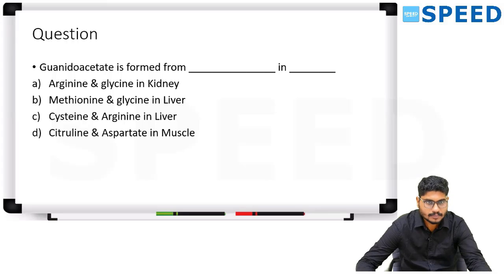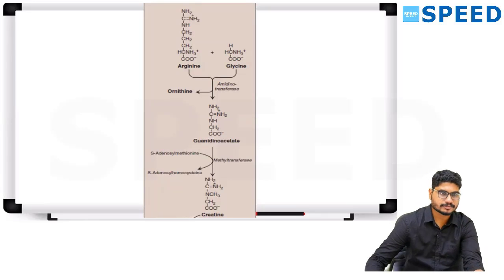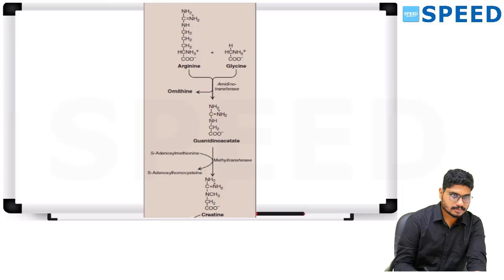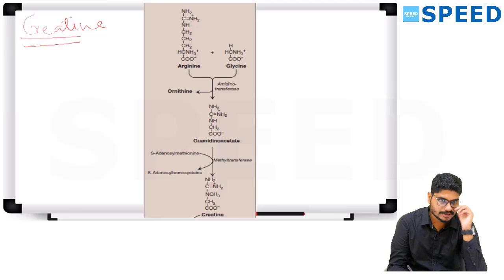So let's look at how creatine is formed. First things first, we are now discussing creatine. The formation starts with arginine and glycine coming together to form ornithine and guanidoacetate. This takes place in the kidneys.